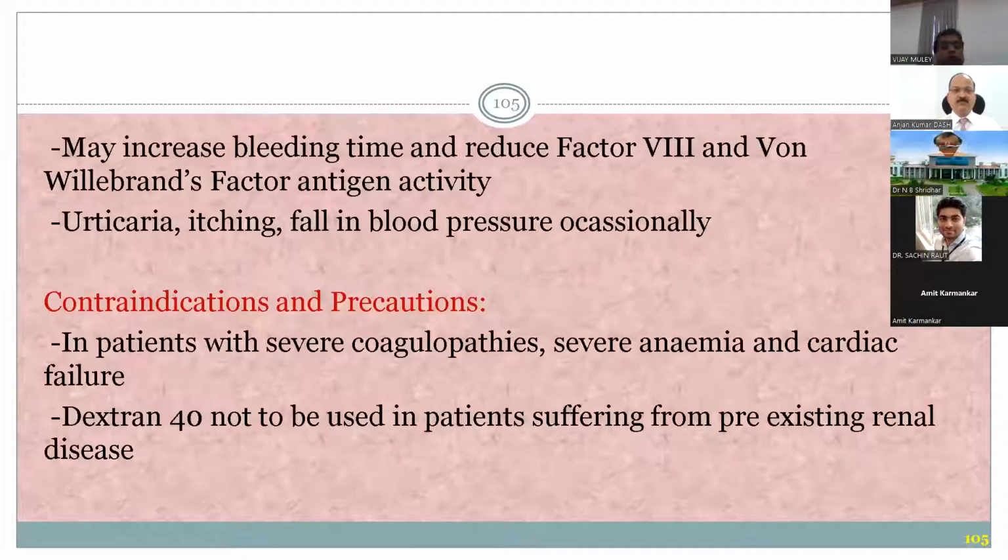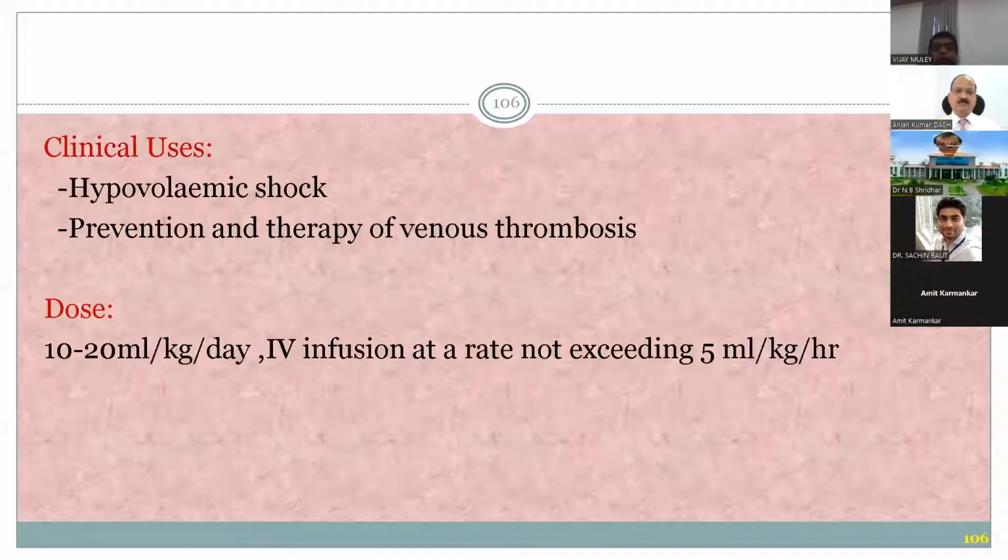And especially dextrans should not be given whenever there is a coagulopathy or severe anemia, or in toxicity of anticoagulant rodenticides, and should not be indicated in case of certain shock. Especially it can be used in case of hypovolemic shock that occurs due to severe hemorrhages. The dose of these dextran preparations is usually 10 to 20 ml per kg per day.